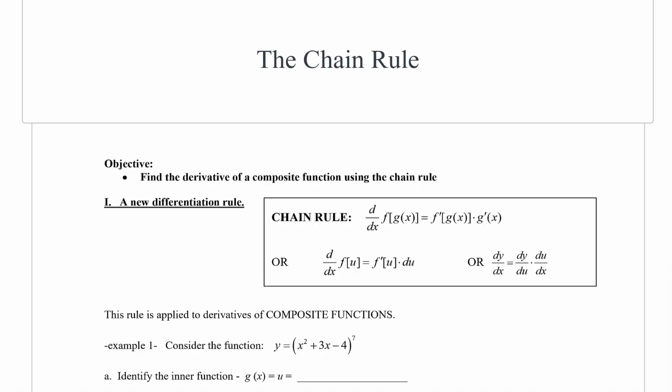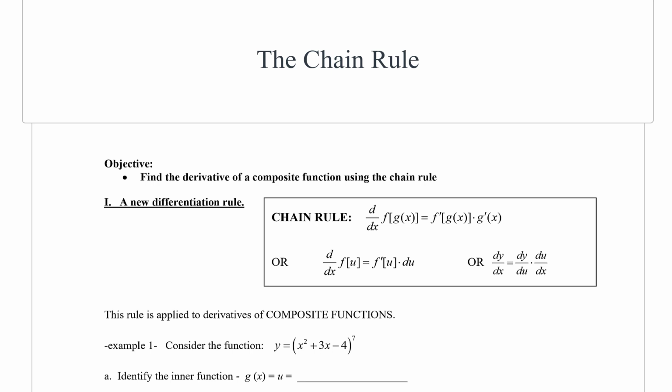The chain rule. Objective: find the derivative of a composite function using the chain rule. A new differentiation rule. So here we have the chain rule. The chain rule says the derivative with respect to x of f of g of x is equal to f prime of g of x times g prime of x.